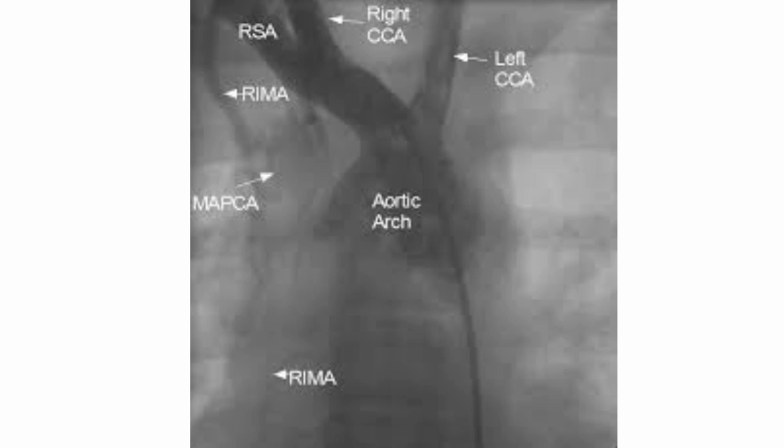Collaterals to the pulmonary arterial branches can also arise from the bronchial arteries within the lungs.